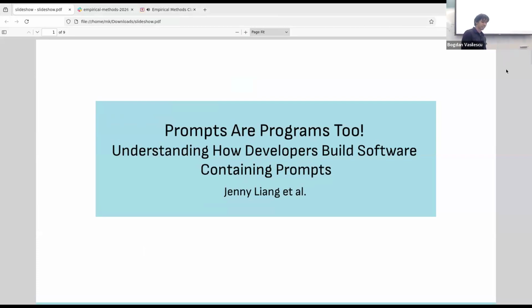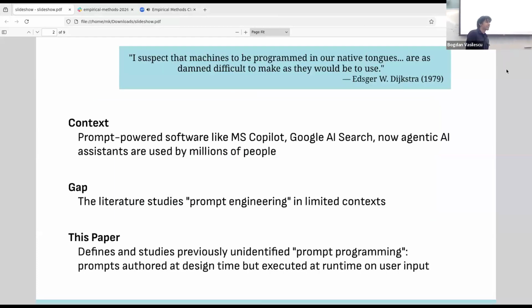Yeah, so I'm going to be talking about this paper called Prompts Are Programs Too. The context is that nowadays there's millions of people using this software that's kind of powered by AI. So there's some code wrapper, and somewhere in there there's an LLM that's getting a prompt, and it's generally the same prompt every time with some inputs from the users. Examples of these are Copilot, Google AI search, and then nowadays there's these agentic AI things, and they're doing a whole lot.